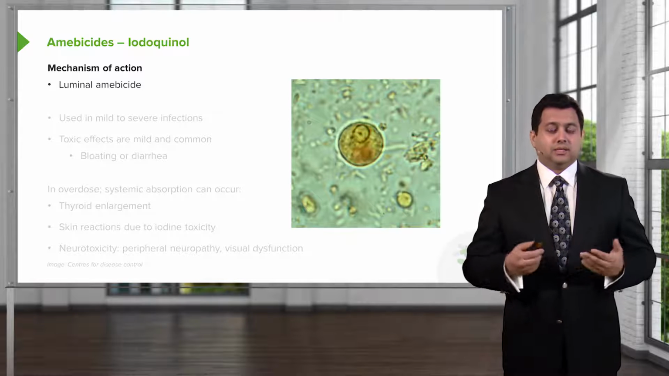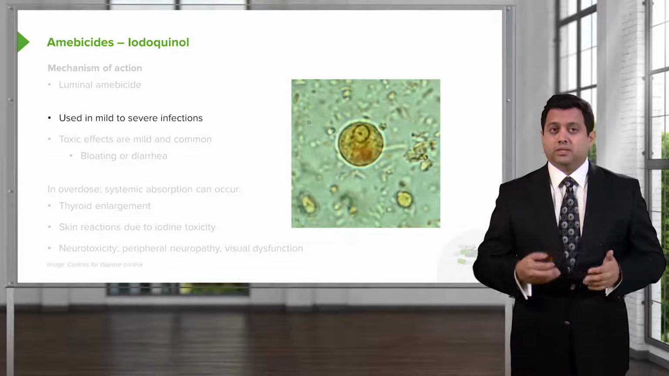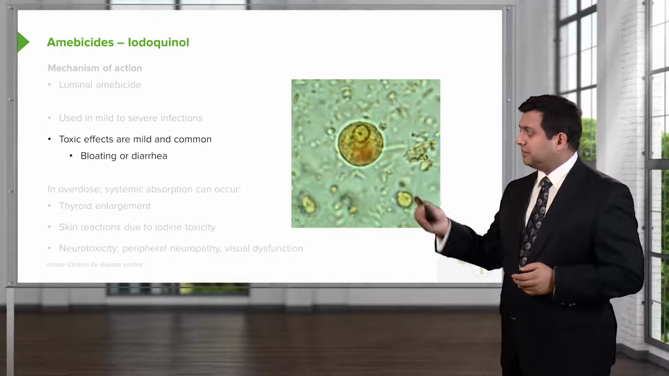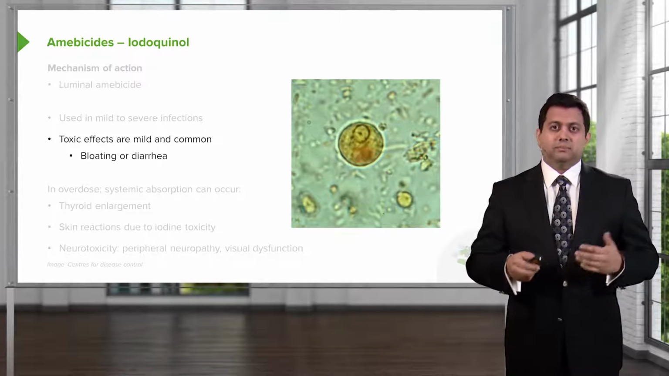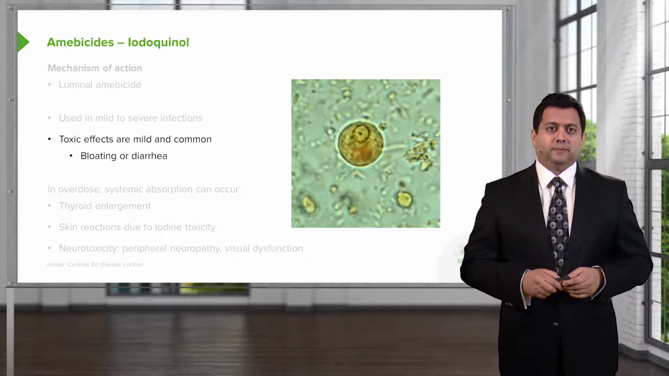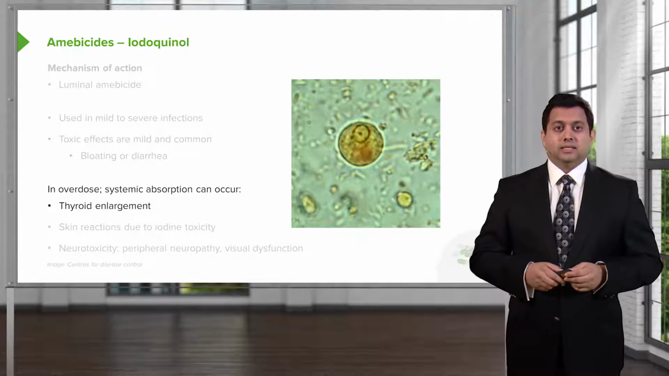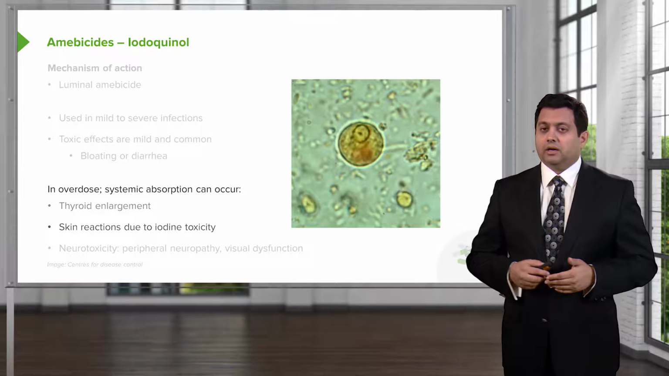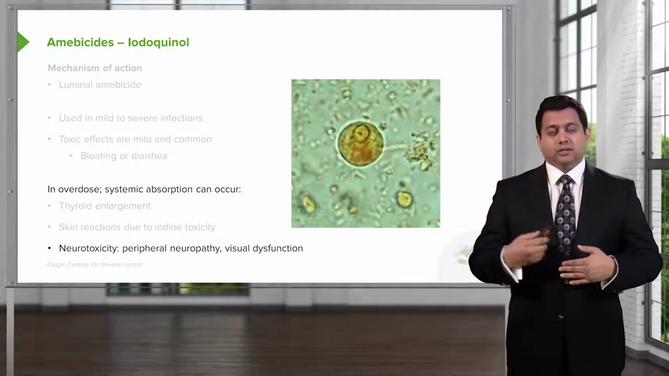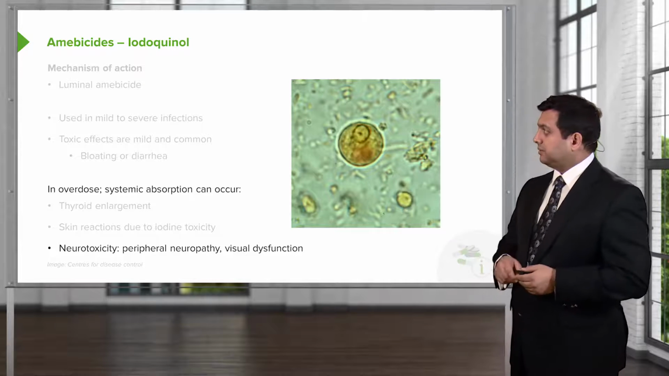Iodoquinol is another agent that is considered a luminal amoebicide. It is used in mild to moderate to severe infections, so it's a whole range of infections. Toxic effects, once again, are fairly limited to the bowel, and they tend to be common but not as severe. People will complain of some mild abdominal bloating, or they'll complain about diarrhea. In overdose, we have to be aware of significant problems, including thyroid enlargement, quite severe skin reactions, and in some cases neurotoxicity. In terms of the neurotoxicity, one of the most feared ones is visual dysfunction, but you can also get a peripheral neuropathy as well.